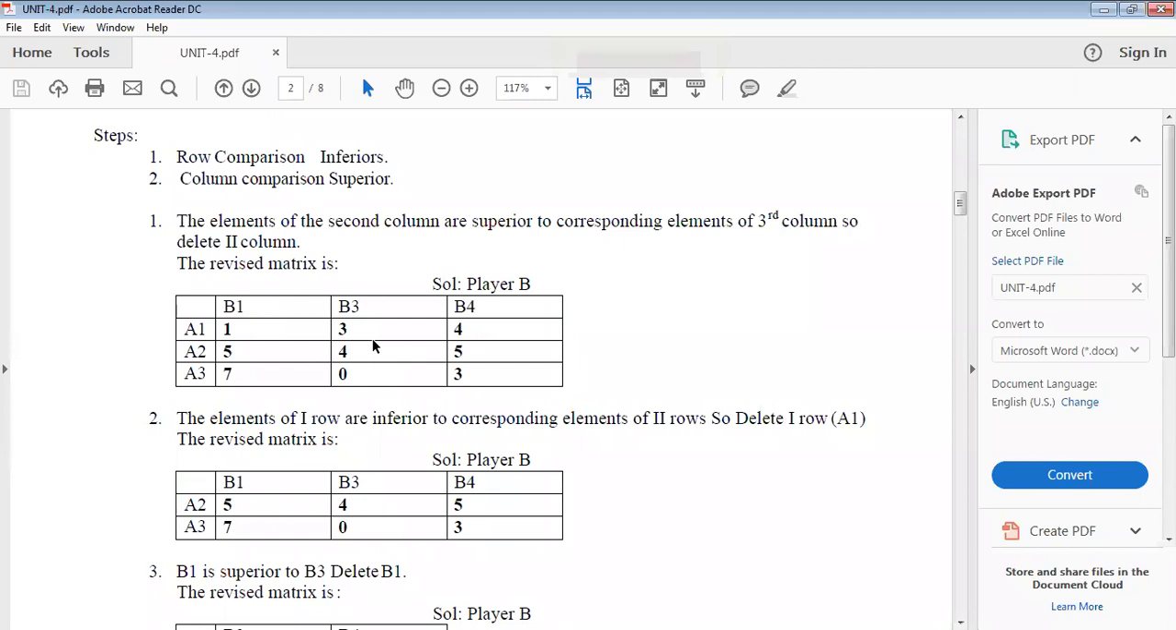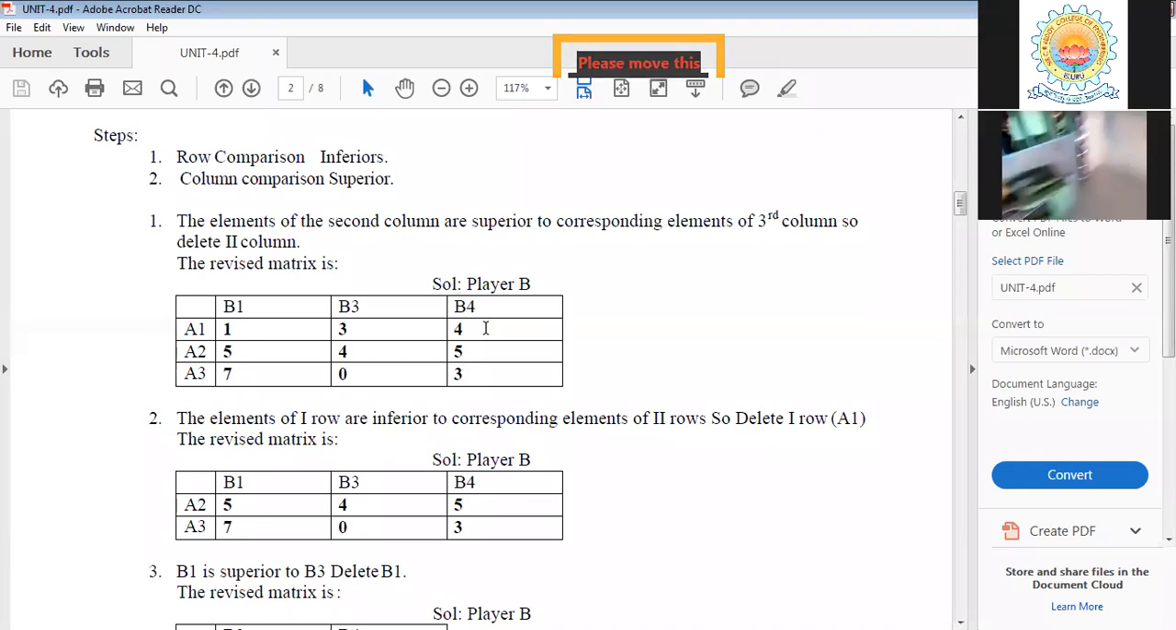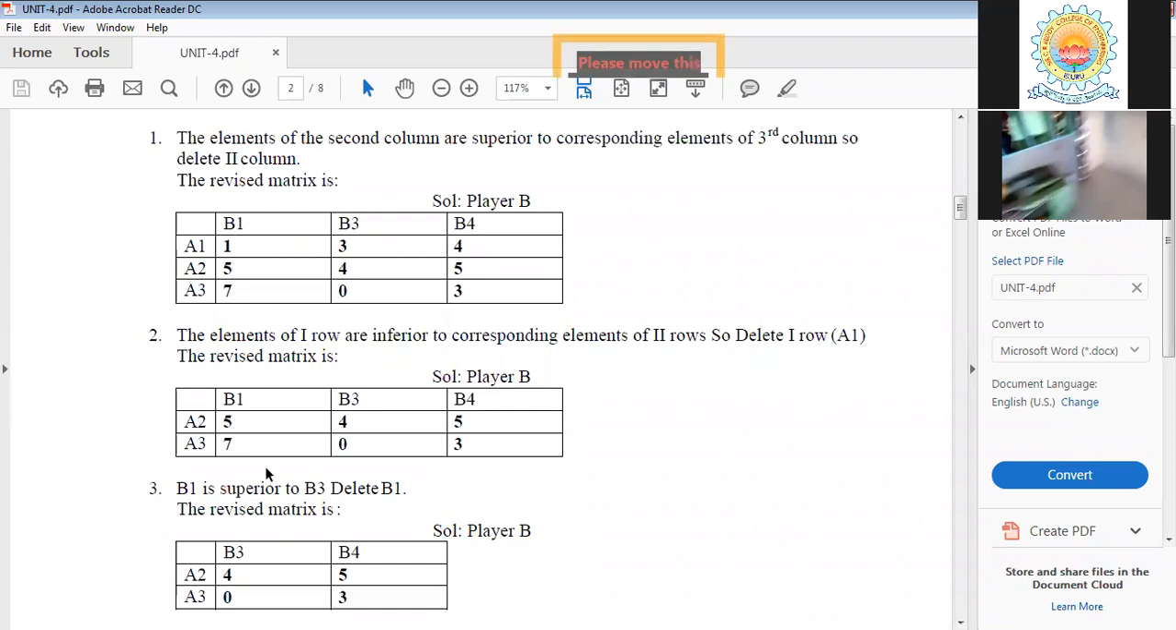And if you delete the column, the elements of the first row are inferior to the corresponding elements of the second row. Therefore, the first row is going to be eliminated. You are left with 5, 7, 4, 0, 5, 3. Now, if you take up here, B1 is superior to B3.